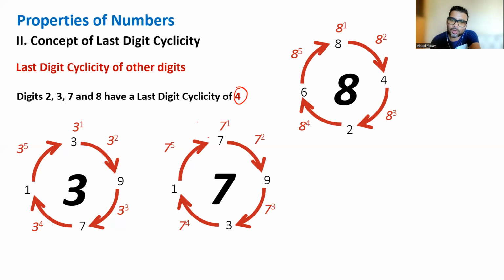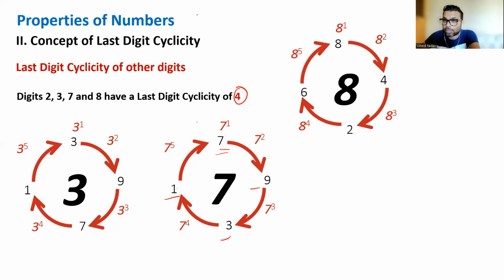Okay. All right. So 0, 1, 5, 6, easiest, cycle is 1. 4 and 9, cycle is 2. 4 is to odd, 4 is to even, 9 is to odd, 9 is to even. Wo wala logic use kar sakte. And for 2, 3, 7, 8, the cycle is after 4 power. So divide the power by 4, check the remainder, and accordingly select the value in that given cycle. Okay, understood. Okay, cool. I hope you have noted it properly and you have got this.